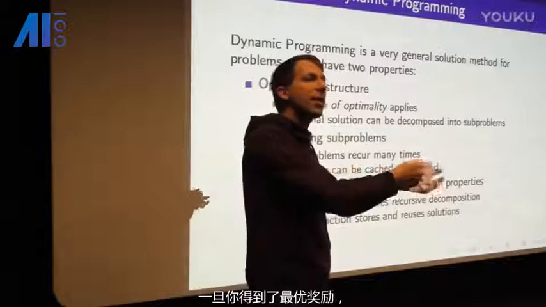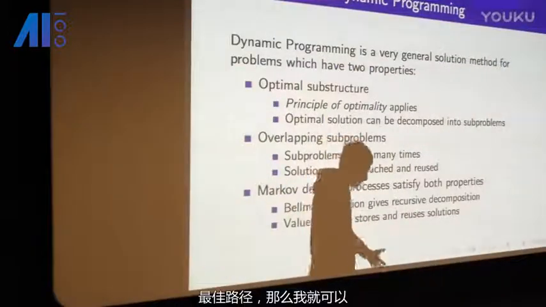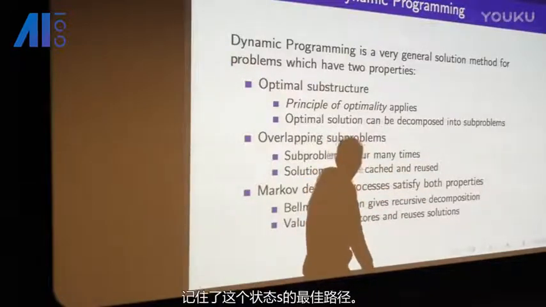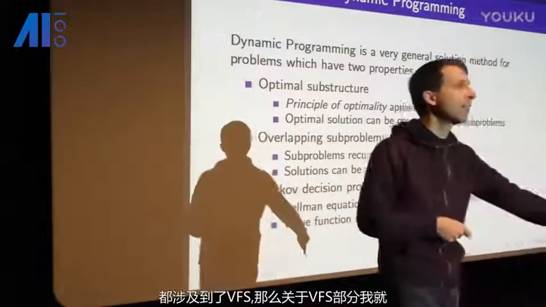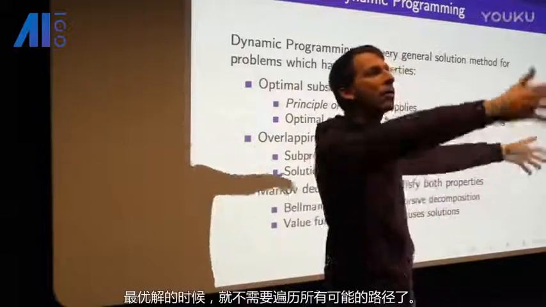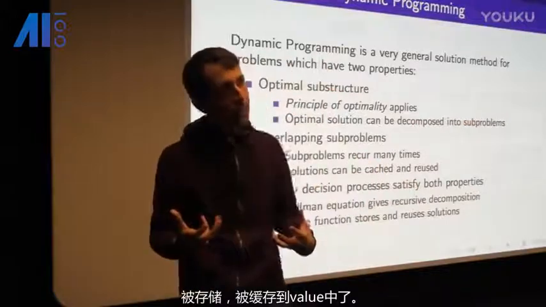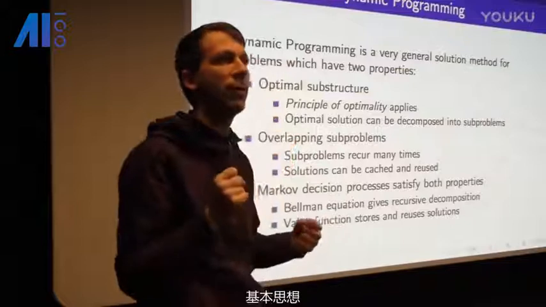Once you've got that, you can work your way backwards. It's like saying, once I've already figured out the optimal path from here to the wall, I could just store that, call that V of S for this state S, and now I can remember that. And now if I ever want to work out anything which relies on that V of S, I've already cached that information. I don't need to recompute it. I don't need to do a full tree search into the future over all possible paths. That information is stored, it's cached in the value function. And this is why value functions are such a central and important idea for reinforcement learning.